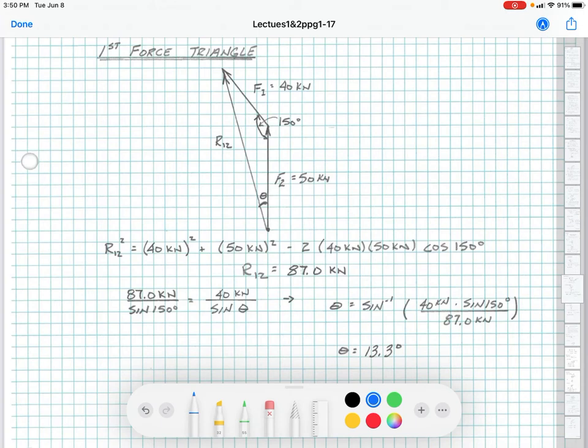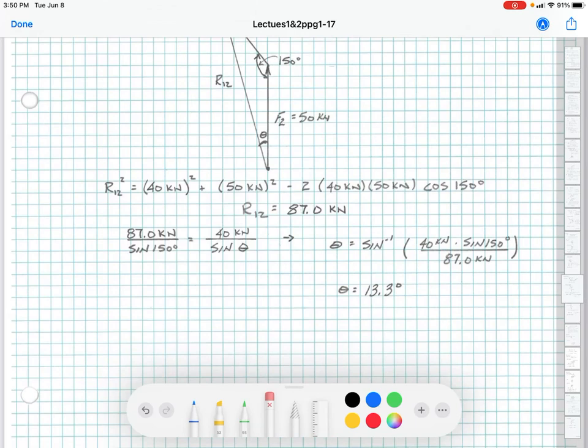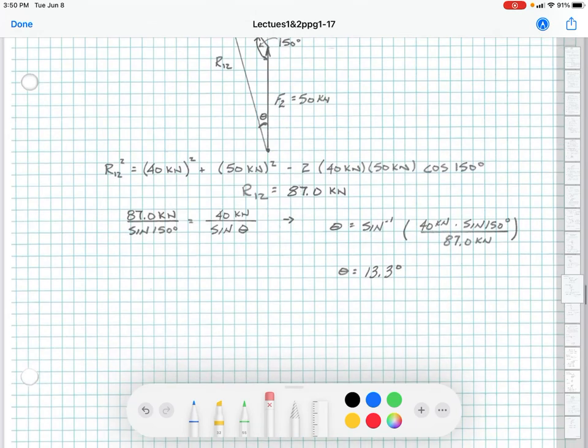We solve for theta as 40 kilonewtons times the sine of 150 over 87 kilonewtons. We take the arc sine, and we find that this angle theta right here is equal to 13.3 degrees. So we've got a sense and a magnitude of R12. So now that we have R12, we're looking for R123.